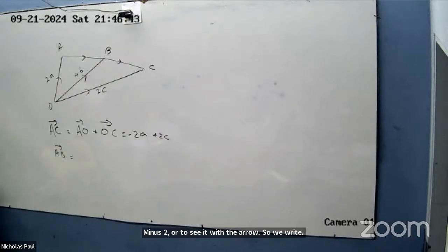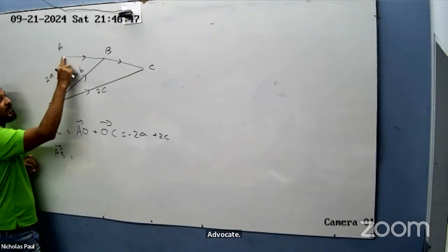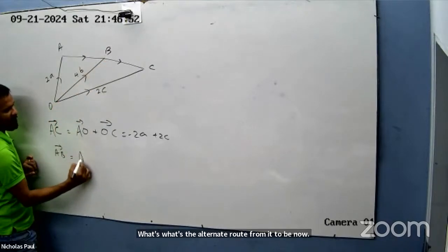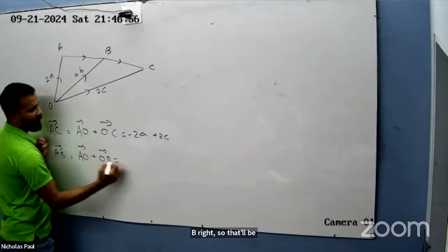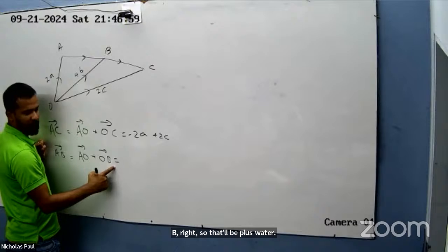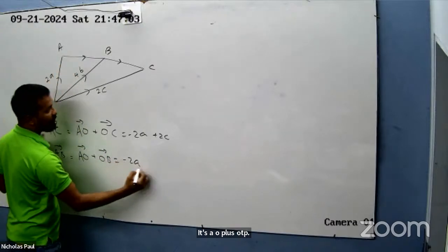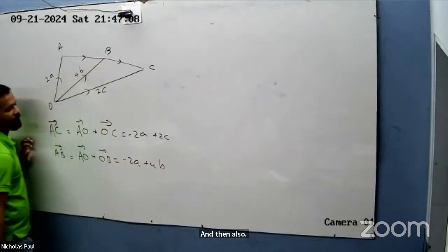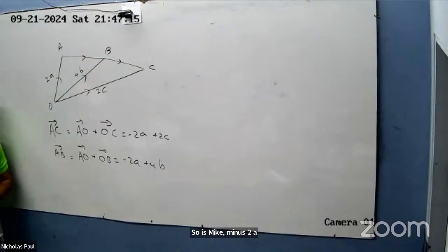That's okay? What's the alternate route from A to B now? A to O, O to B. Right? So that'll be A to O plus O to B. A to O is minus 2A, and then O to B is 4B. So it's minus 2A plus 4B. Okay with that? Yeah?